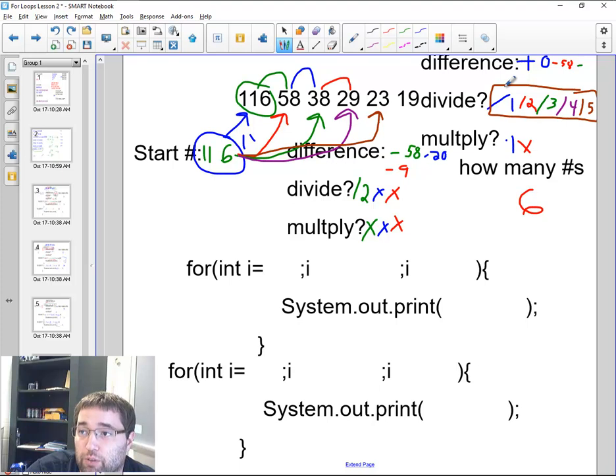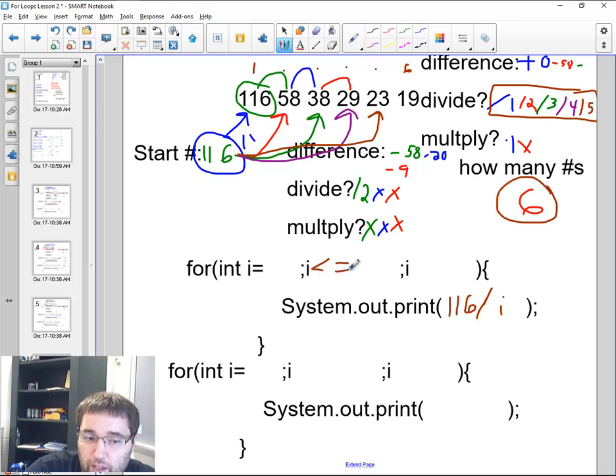It's perfectly okay to be confused. There are a whole lot more patterns that you've got to pick up on. So, to get these numbers, the end result is 116 divided by these numbers. So my answer has 116 divided by the number that changes. What's the number that changes? i. What value does i go up to? Well, we start with 1, 2, 3, 4, 5, 6. Oh wait, the 6 is right there. i less than or equal to 6. What's my starting value? 1. How does i change? Plus plus.